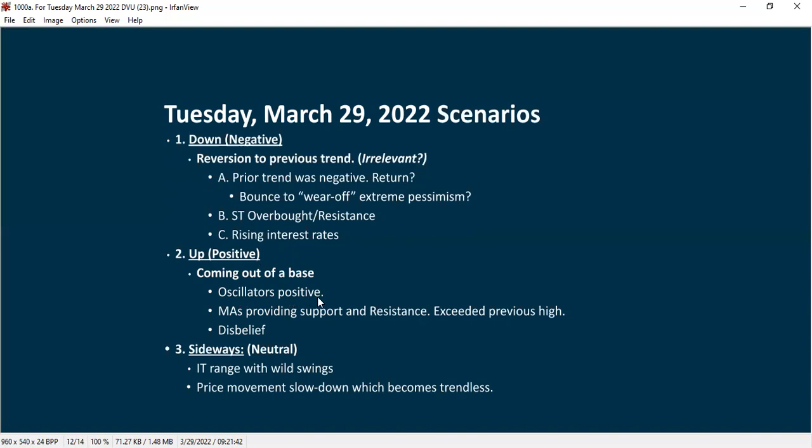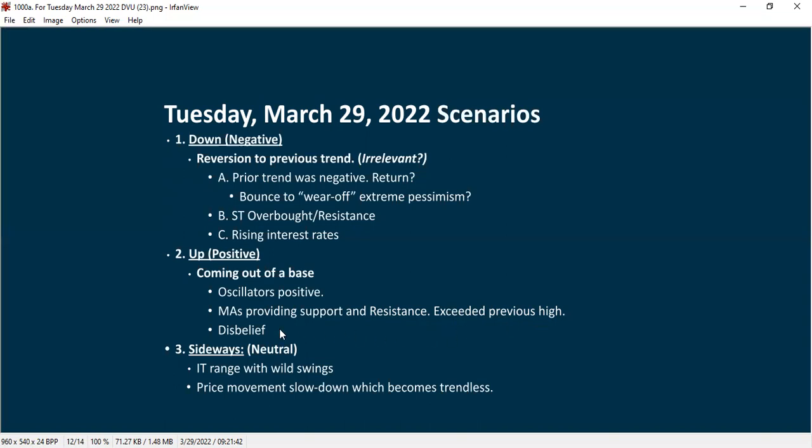Our oscillators are positive. Our moving averages, now that we're above them, are providing support, but we still have resistance right now, especially price resistance, and then moving average resistance on other indexes. And we were able to exceed that previous high. Well, can we even go higher from here?